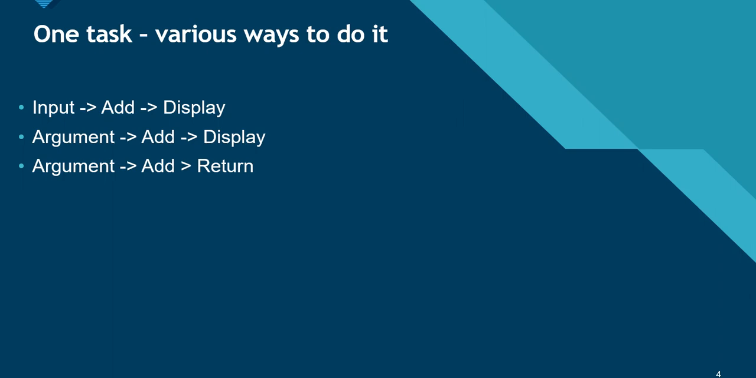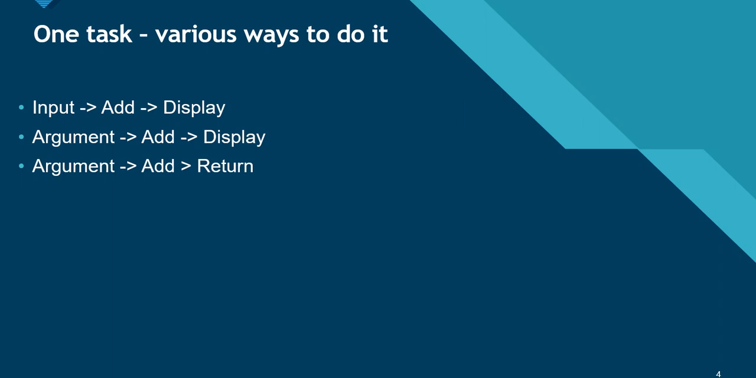The second question said pass it as an argument. So that means now the responsibility of inputting the numbers is not that of the function or the method now. It is going to get the numbers from somewhere, so it doesn't worry about where the numbers are coming from. So they are going to come as arguments to it. It is then going to add the numbers, and then it is going to display the result.